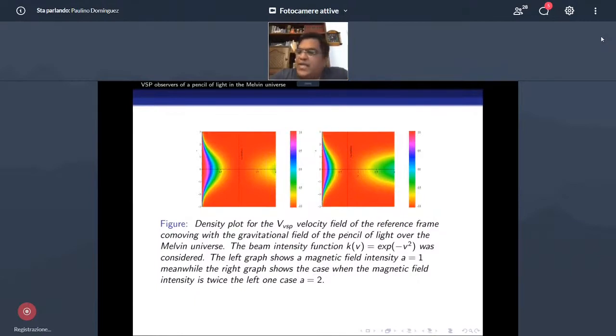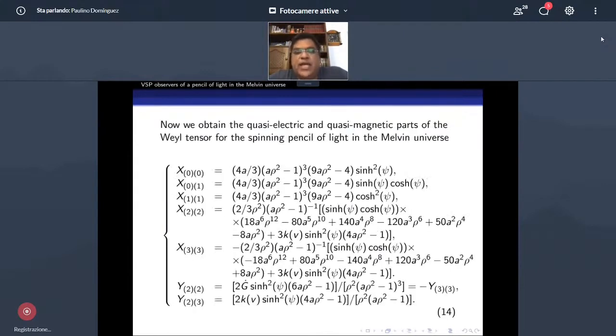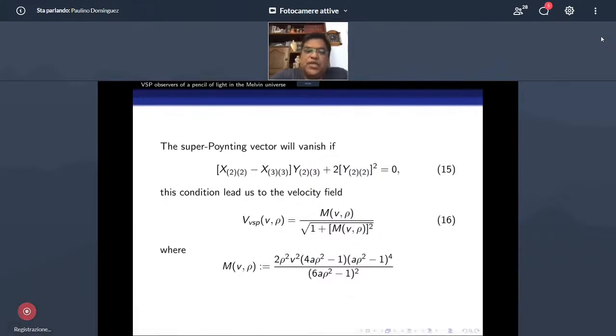Okay, then next we need to move to the spinning magnetized pencil of light case. In this spinning case, there's a difference where we have a physical singularity in the metric, and this is going to affect the results, okay? So we do the same procedure to calculate the components of the electric and magnetic Bell tensors and find the vanishing of the super-Poynting vector. Here we have the condition, and we obtain the velocity field of the observers.